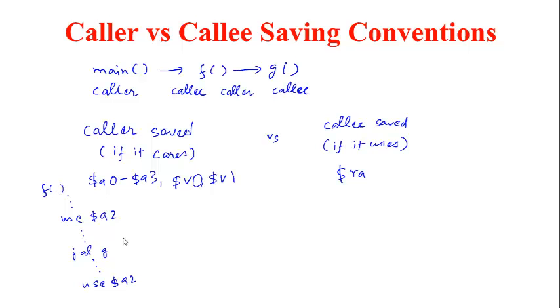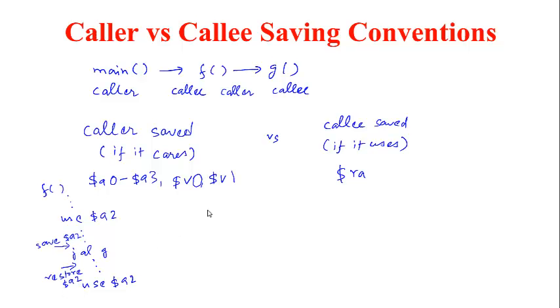To be more concrete, suppose f were like this. It uses $A2 as an argument from main, and let's say after some point it calls function g, and then after the return from g it again uses $A2. In this case, it cannot rely upon g saving and restoring $A2. So it has to save and restore $A2 before and after the call respectively. This saving and restoring obviously uses the stack.